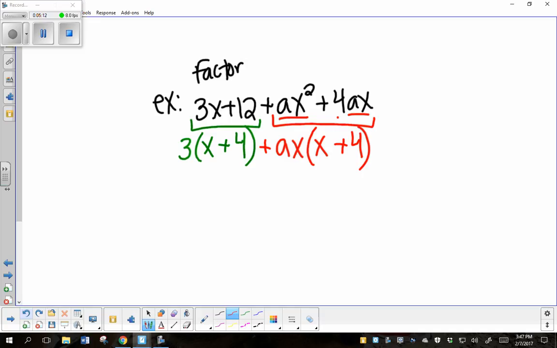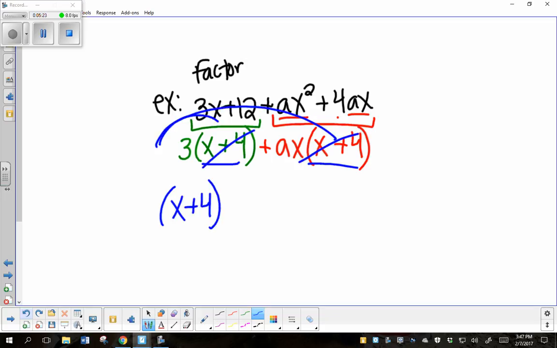So this is looking good so far. Now since I'm factoring by grouping, I can pull this x plus 4 out of both of those. Remember, I kind of pulled it out in front. So then I'm just left with 3 plus ax.